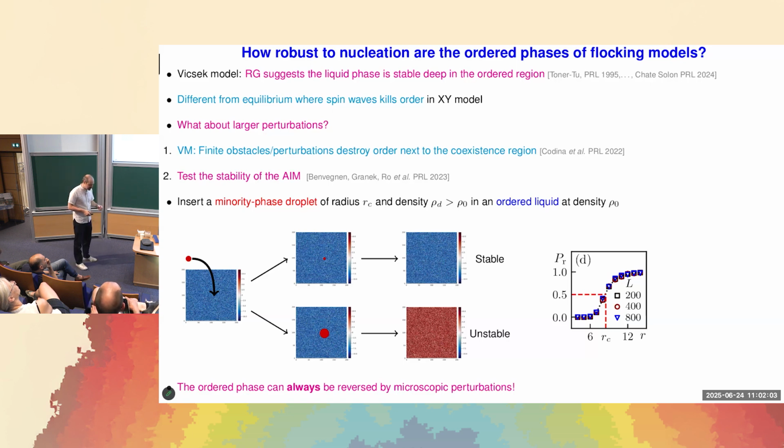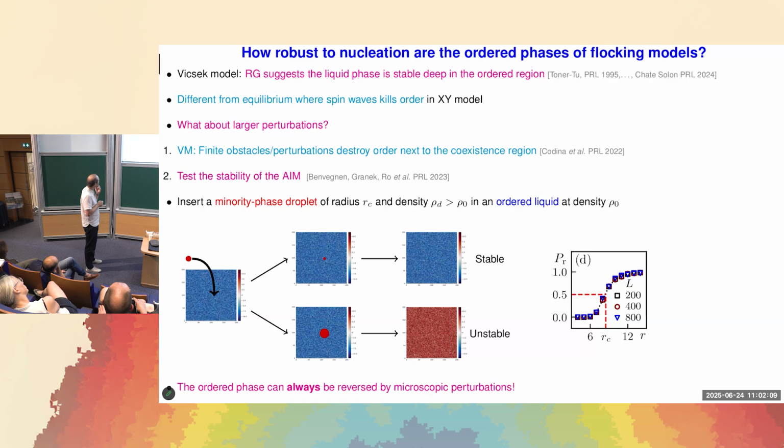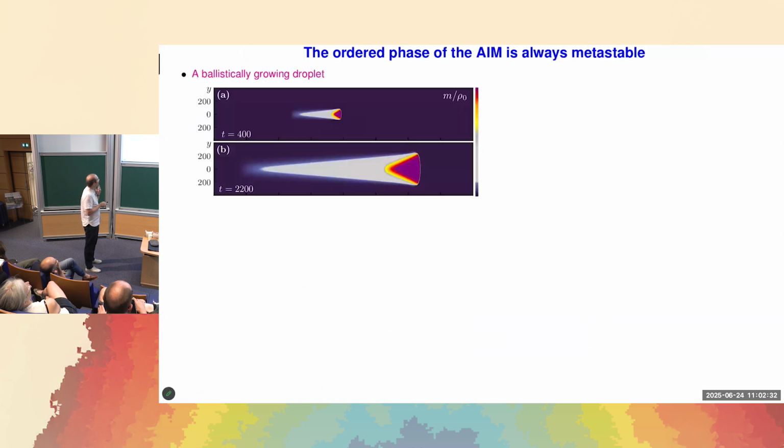Then they realized that actually you don't need the obstacle. So what they did, with numerics here from Sung and Ro, is you take the active Ising model, you have your ordered phase, you add a small defect, and either the defect disappears and you're stable, or it grows and you're unstable. You look at the probability of reverting the phase as a function of the size of the initial defect, and you see that for a very small defect nothing happens, and then above a given size, you go to probability 1, and this is independent of the full system size.